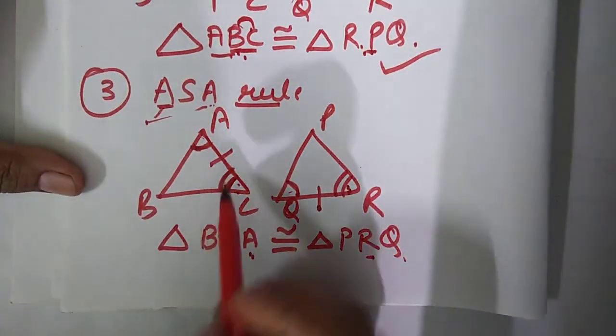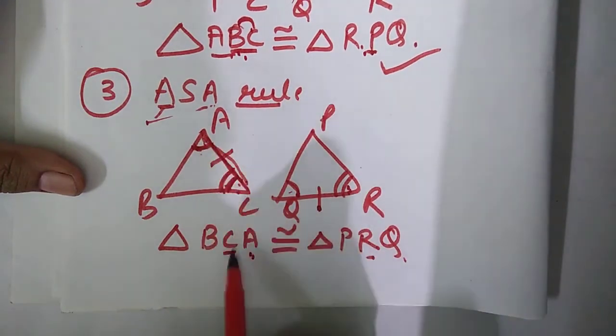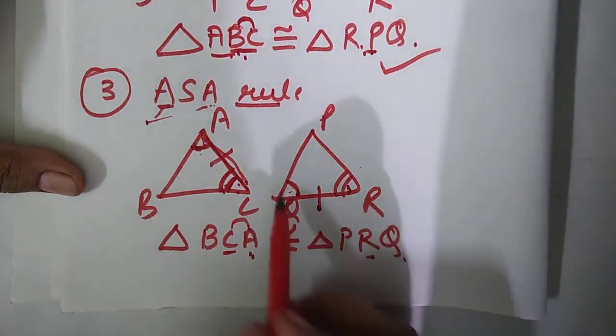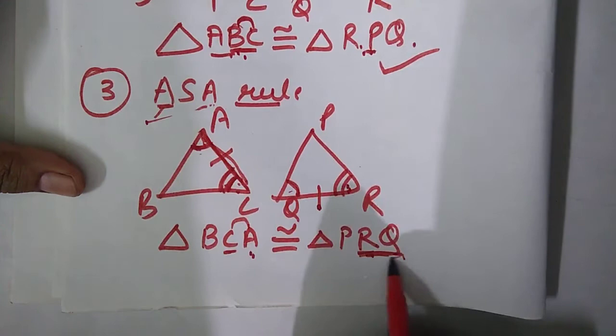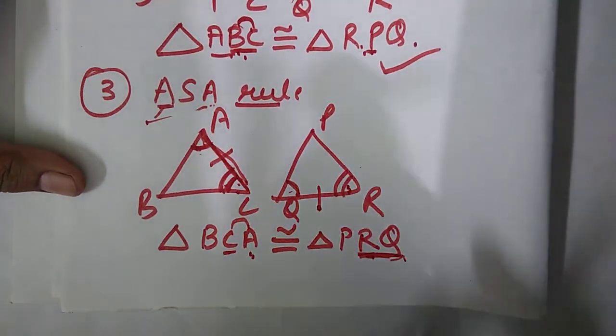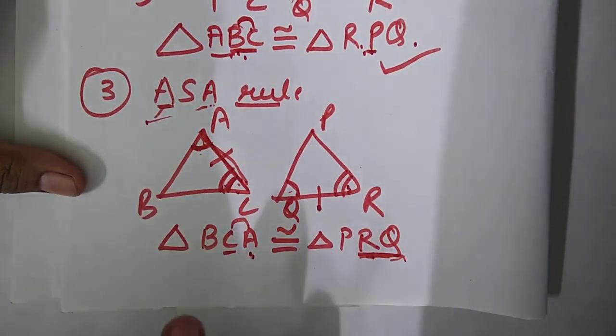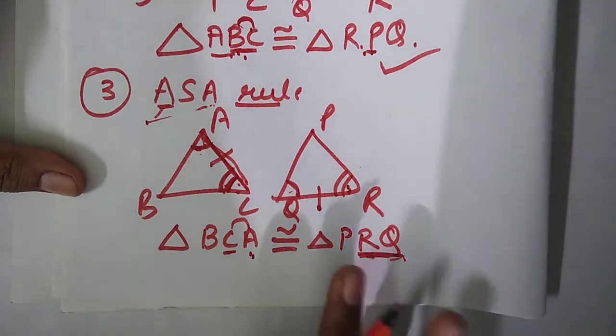Now let us check the side. AC is at second and third, and is equal to QR. So we have Q and R at second and third. So this is your ASA rule and this is the symbolic form.